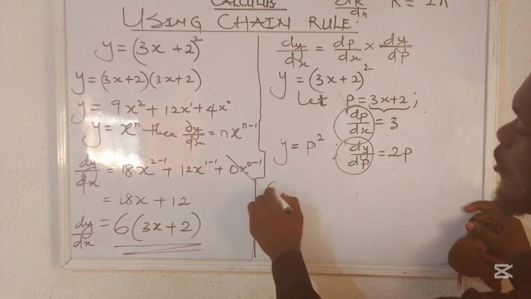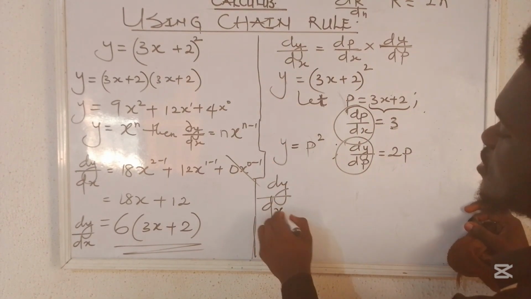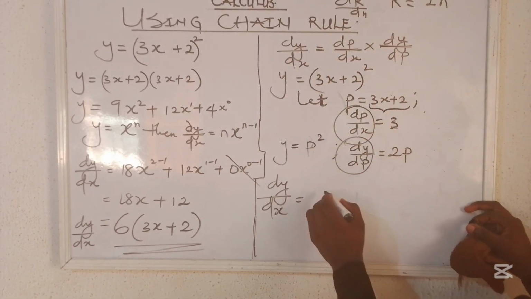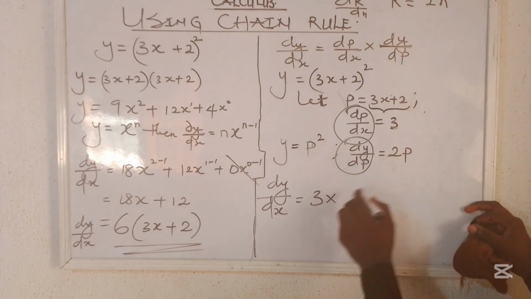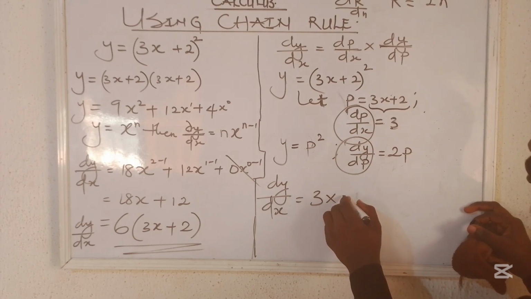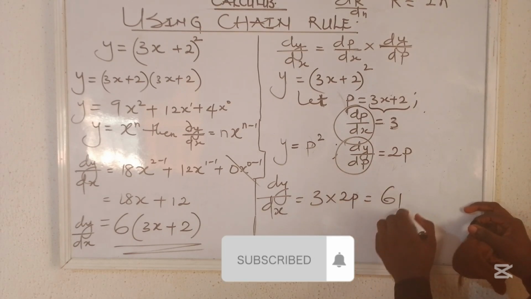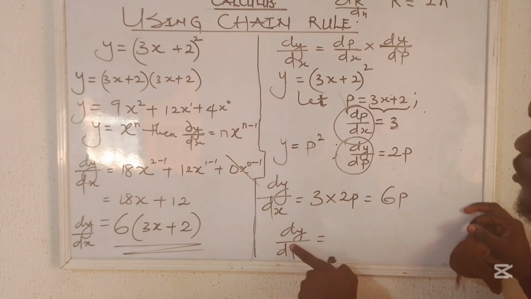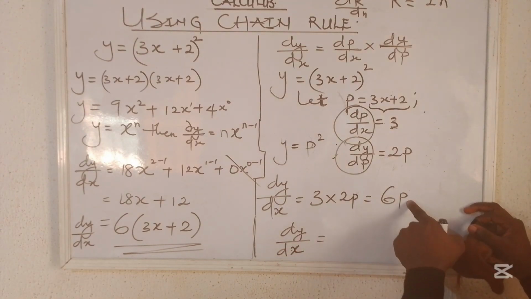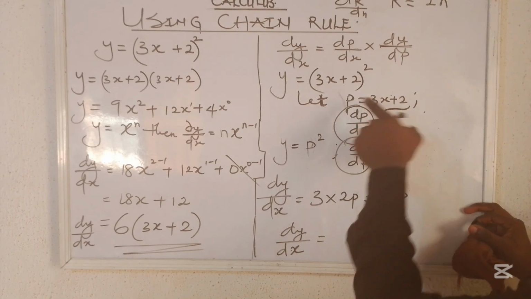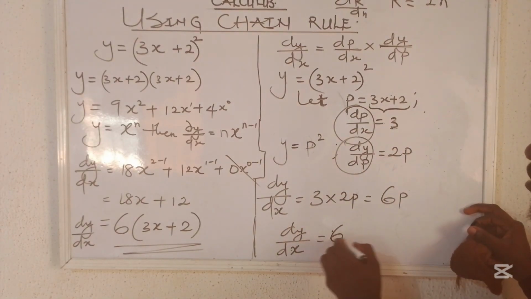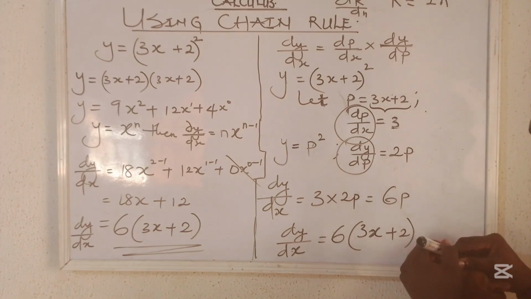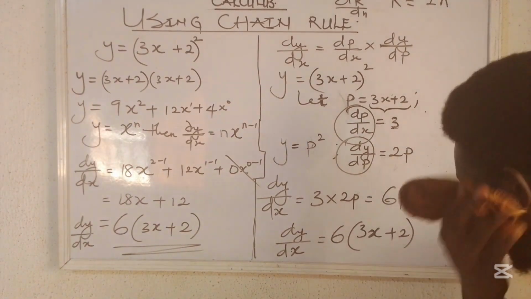So taking them back into that equation, dy dx will certainly be equal to dp dx times dy dp. What is that? dp dx is 3, times dy dp, which is 2p. So that will give you 6p. And do not forget, p is a substitute. What was the substitute? What will we substitute as p? We have 3x plus 2. So we have 6 times (3x plus 2). It worked perfectly.